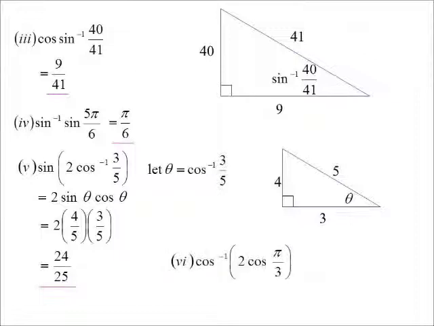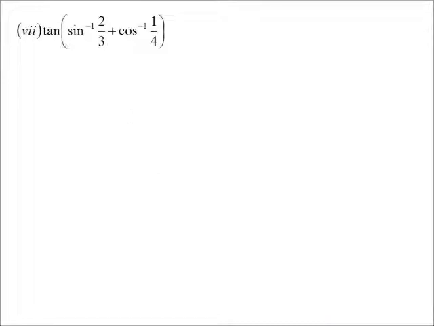The inverse cos of 2 times the cos of pi on 3. This is the inverse cos of 2 cos. It's not cos 2 theta. It's the inverse cos of 2 times some ratio. Well, I can work out cos pi on 3. I know that's a half. So this question is really saying, what's the inverse cos of 1? Well, 0.